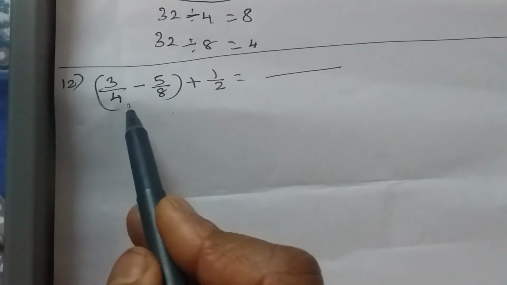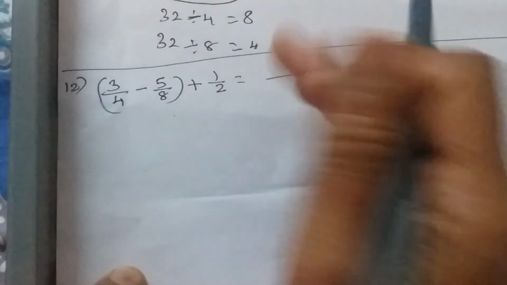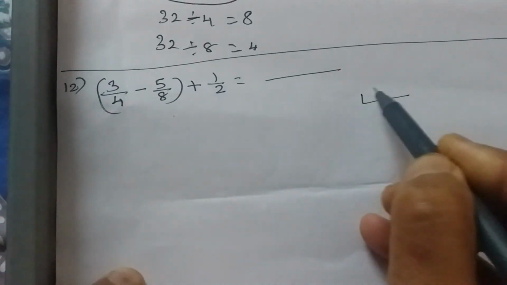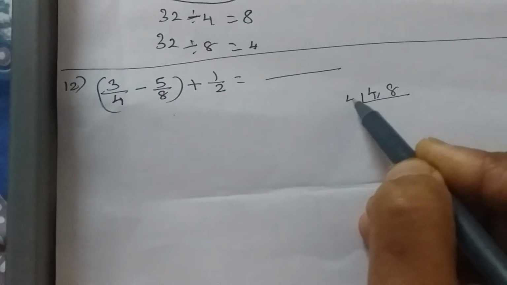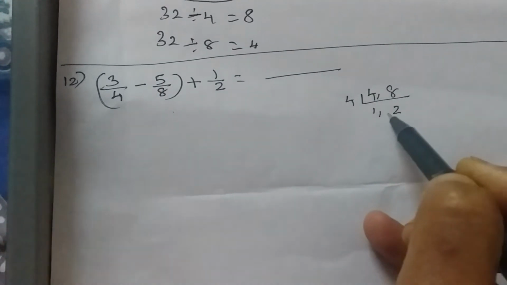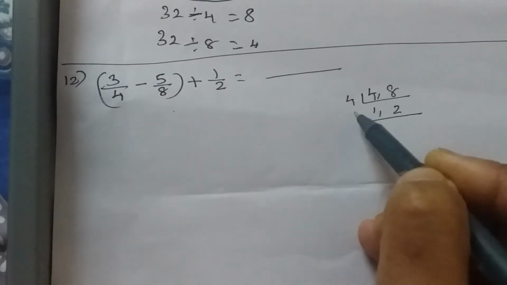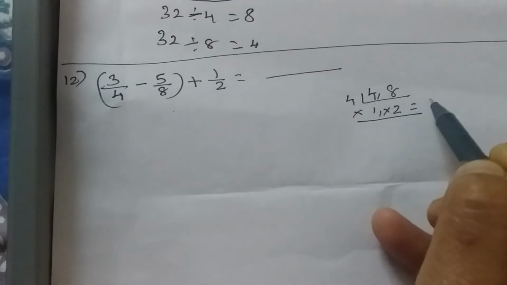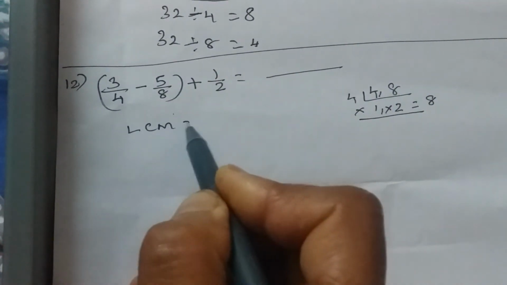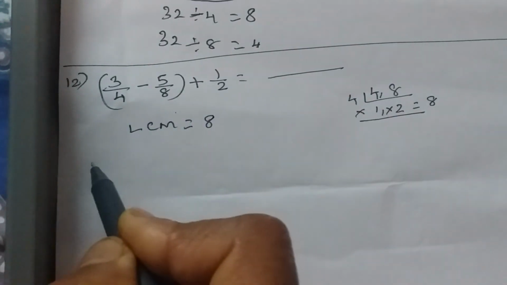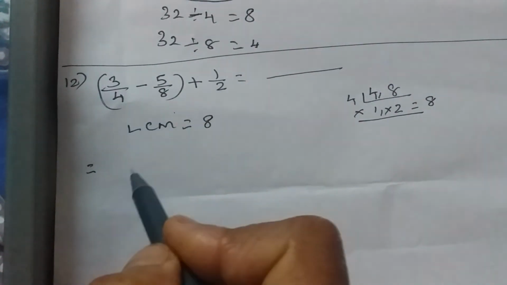What is the LCM of 4 and 8? Both are divisible by 4. So 4 ones are 4, 4 twos are 8. And 1 and 2 don't have a common factor. Stop the sum. 4 twos are 8, so the LCM is 8.